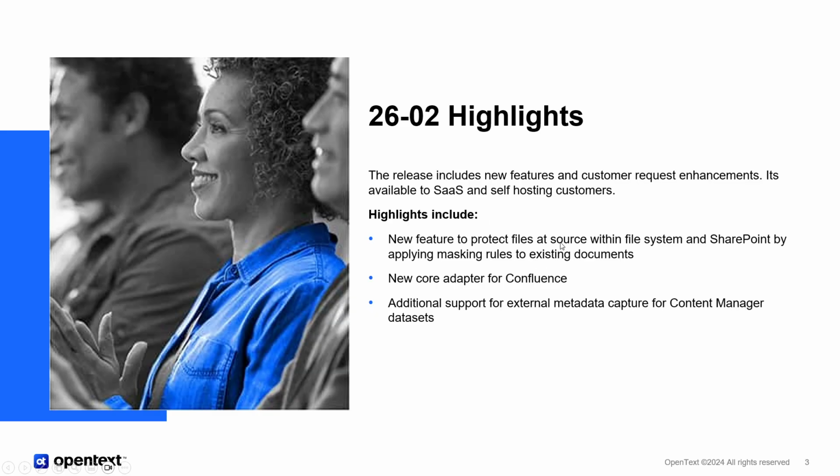The highlights of this release, there are basically three major highlights. The first one is a new feature to allow the protection of files at source within the file system and SharePoint by applying masking rules to existing documents. Now, we had a similar feature called Send to Target in the previous release, so we could mask files as we are sending them to be declared to a new location. But a number of customers asked for us to protect files at source. So this is replacing the existing files at source with protected versions.